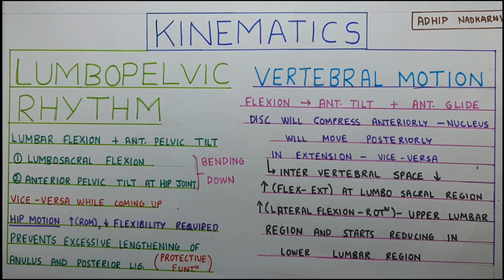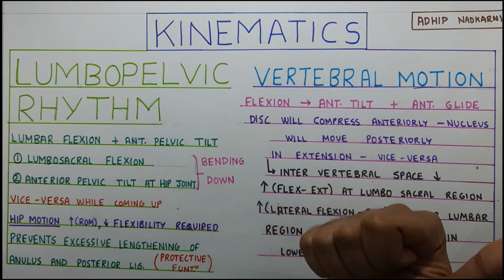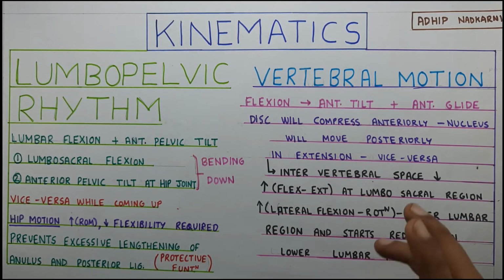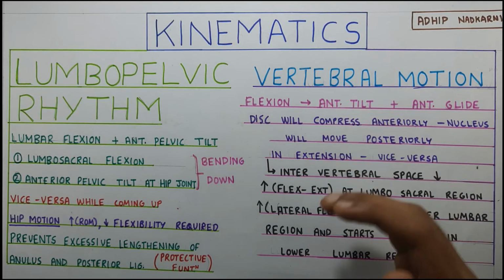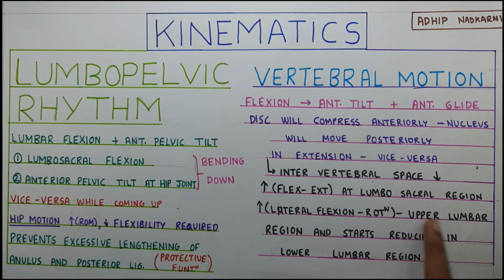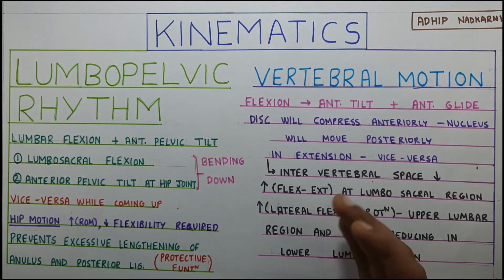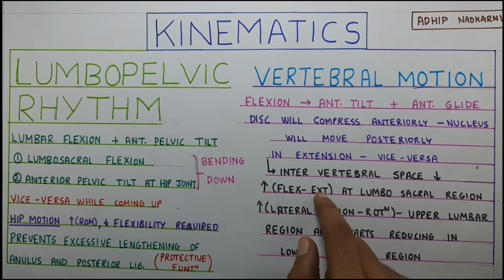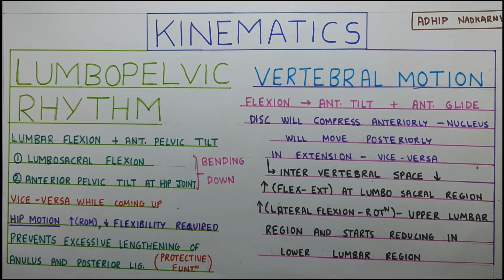Then going to the next one, that is the vertebral motion. There is flexion extension, which is most predominant in the lumbar region, and as you keep going down, it keeps increasing, right? In the upper lumbar region, lateral flexion and rotation is high, but as you keep going downward, it is proper flexion extension which is more. So with that, we finish off this topic.